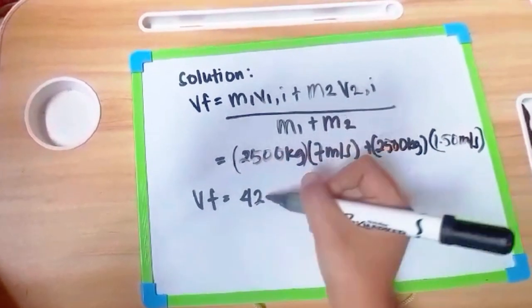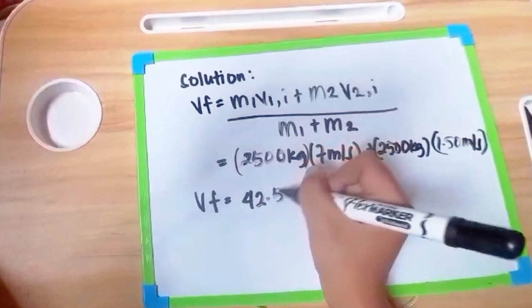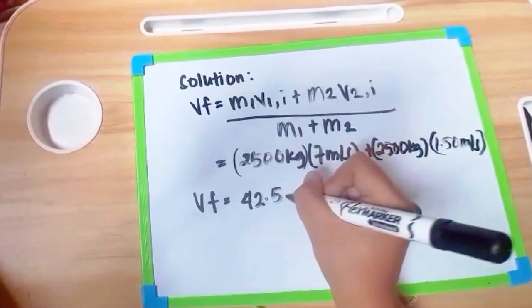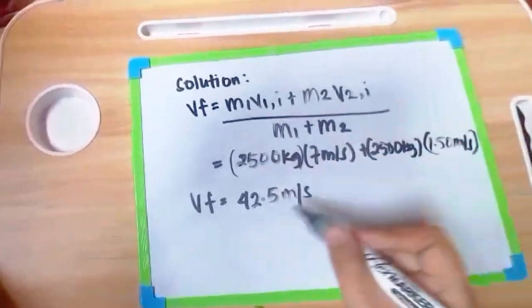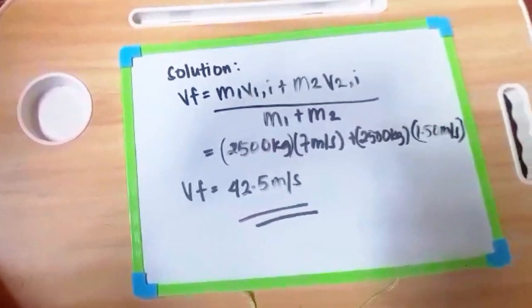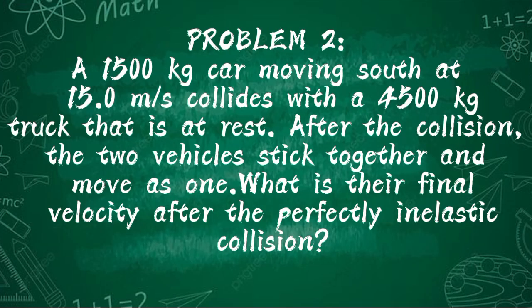So the final velocity after the perfectly inelastic collision is 42.5 meters per second. So this is our problem number 2.